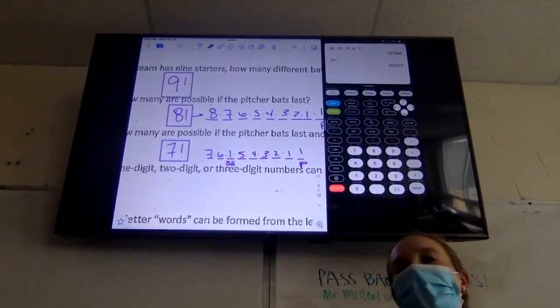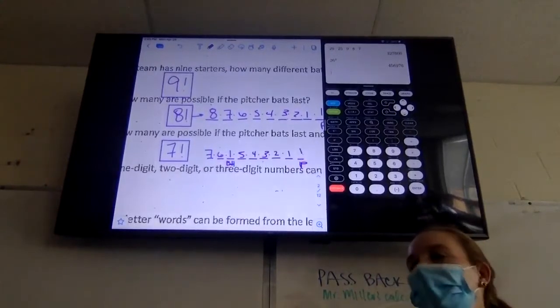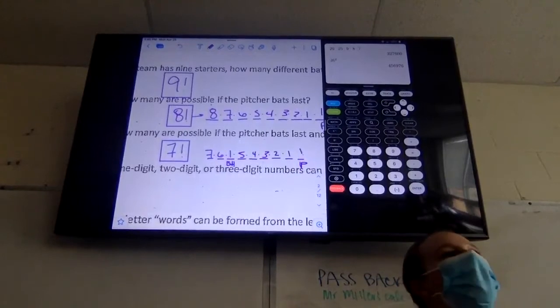So one thing you should think about is every time we make some kind of stipulation or make some kind of rule, then that means we have less options than what we started with.